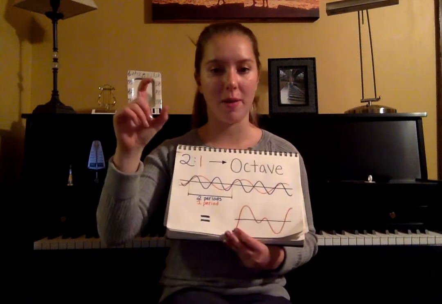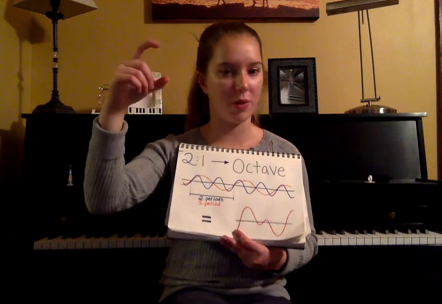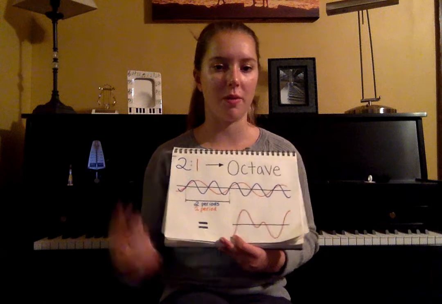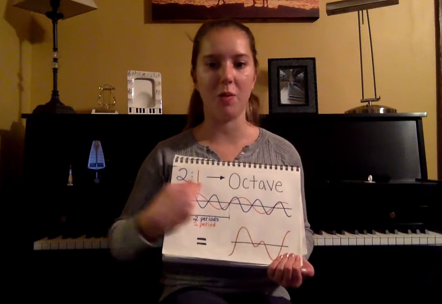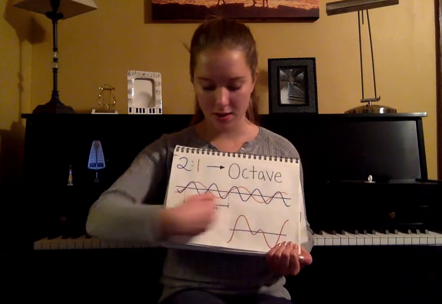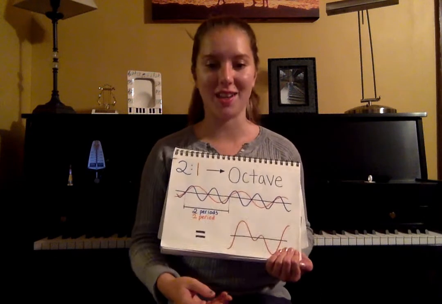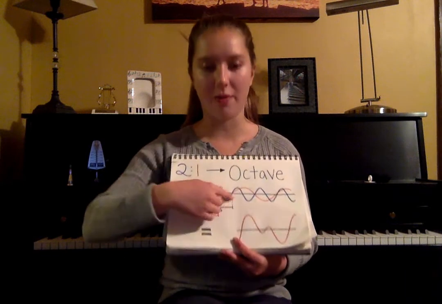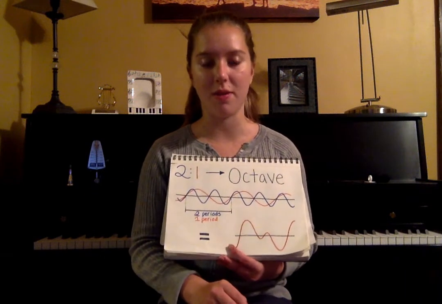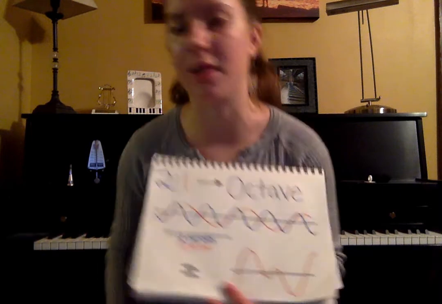Humans like to hear harmony, which is pairs of frequencies that are in simple whole number ratios. The most basic of which is the octave, which is a 2-to-1 ratio of frequencies. So this is a drawing of an octave, a musical octave. That's because the blue wave travels twice as fast as the orange wave. So if you play this, it will sound something like this.